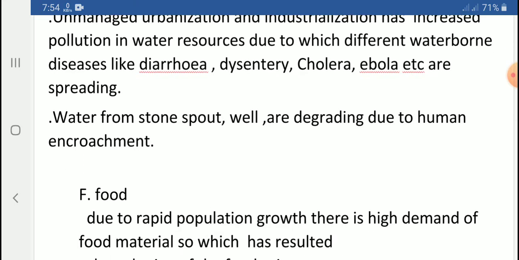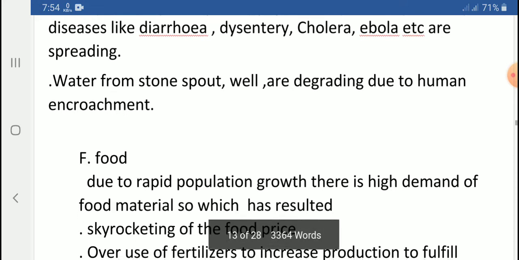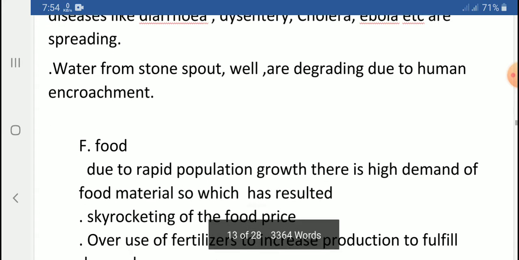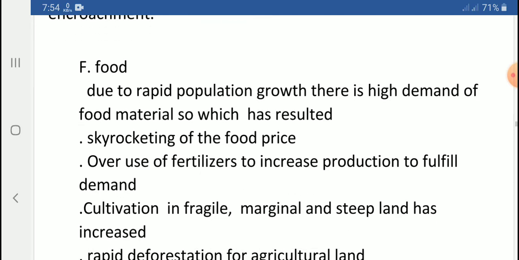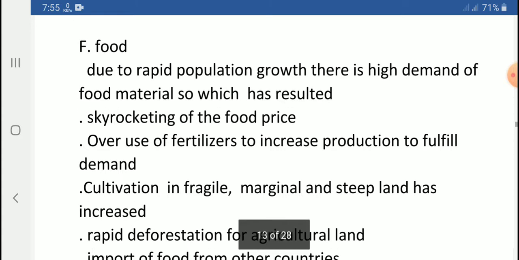And water from stone spouts, that is dhungedhara, and wells are also degrading and vanishing due to human encroachment. So there is a problem in supply of clean drinking water or sources of water because of rapid population growth. And even due to rapid population growth, there is high demand of food materials, which has also been a problem, because the quantity of food materials has not increased as the population has increased, because of which there is the skyrocketing of the food price.